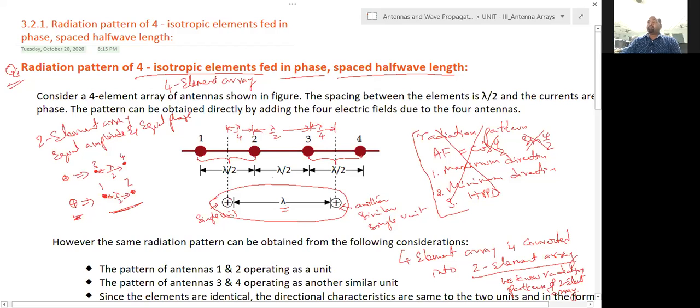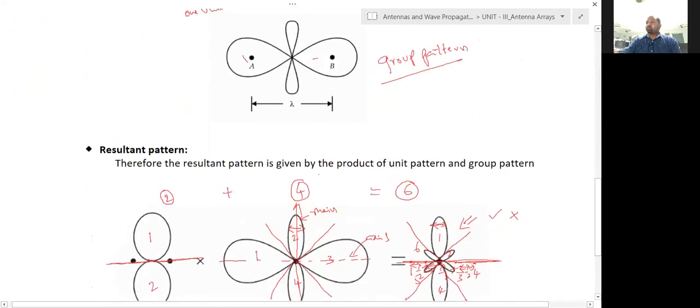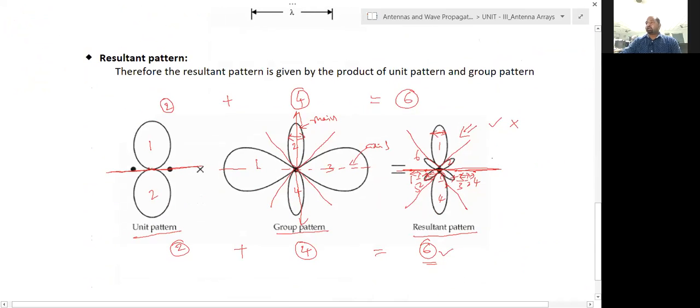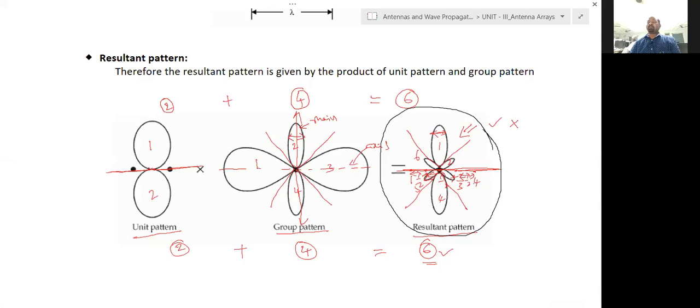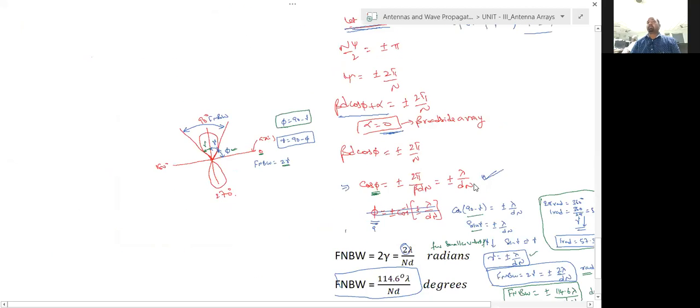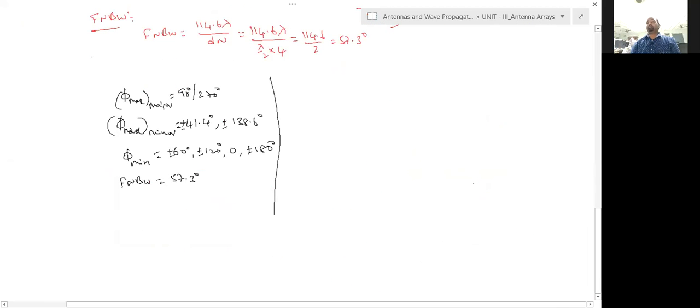Same problem we have done mathematically just now. So for this, what is the radiation pattern we have obtained? This is the radiation pattern which we have obtained. Now let us see. We have used the mathematical approach, and let us see whether we will get the same radiation pattern or not.